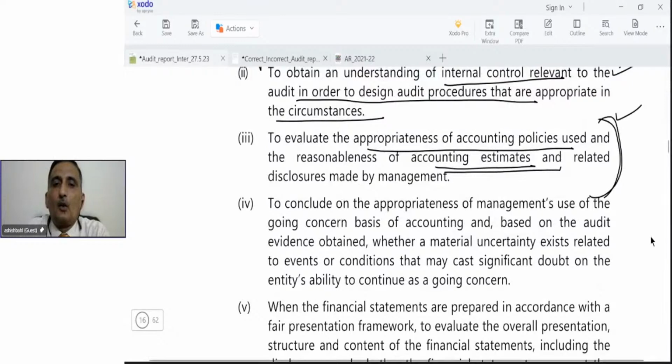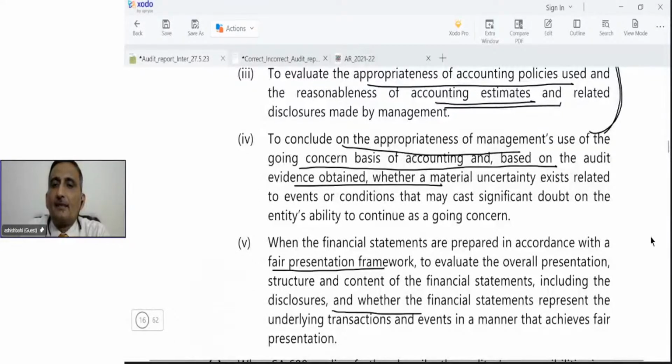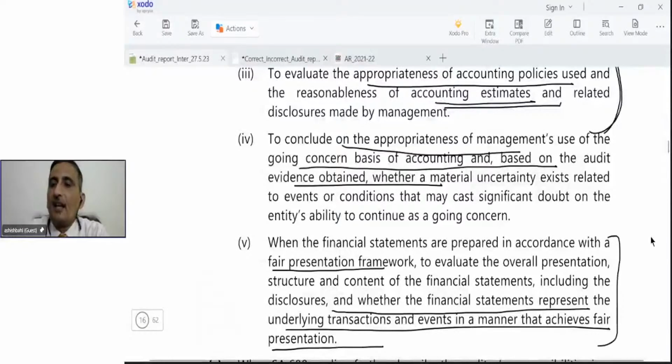And to conclude on the appropriateness of management use of going concern, that whether the going concern assumption followed by management is appropriate or not. They would have to state that this is their responsibility. Then if some material uncertainty exists, then it is also their responsibility to state so. And the financial statements are prepared in accordance with fair representation framework, to state that financial statements represent the underlying transactions in a manner that achieves fair representation. कि fair representation हो रहा है.